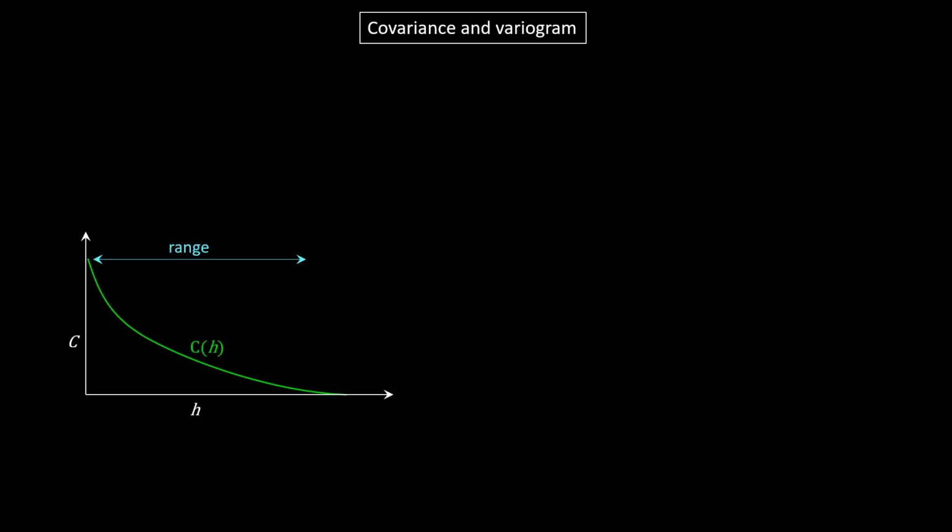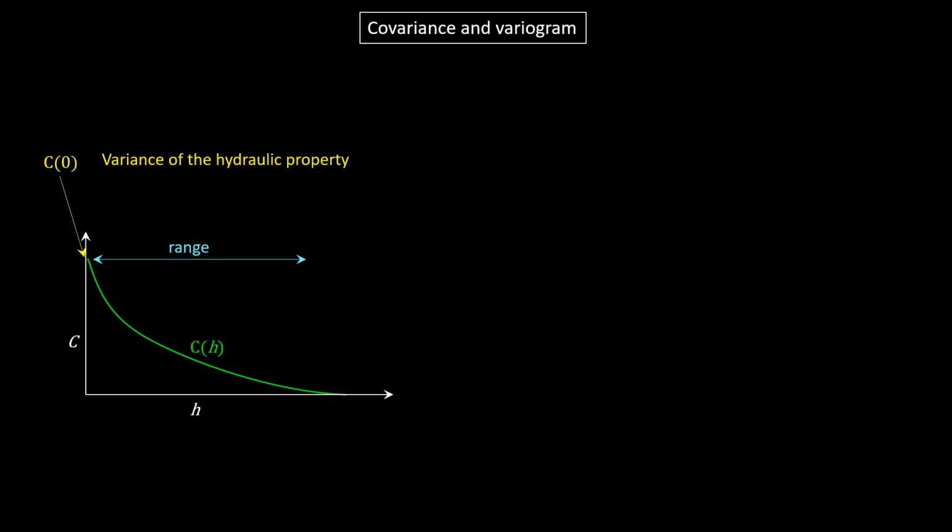This function tells us the range at which correlation dies out, and the value at a separation of 0 is the variance, that is the wiggle room, the uncertainty of that parameter.